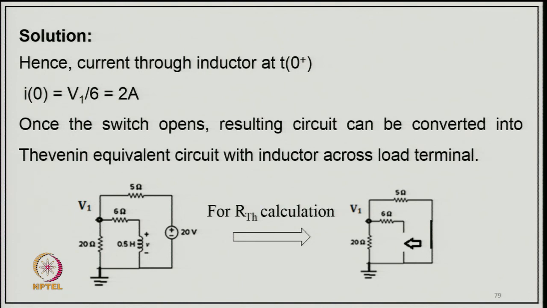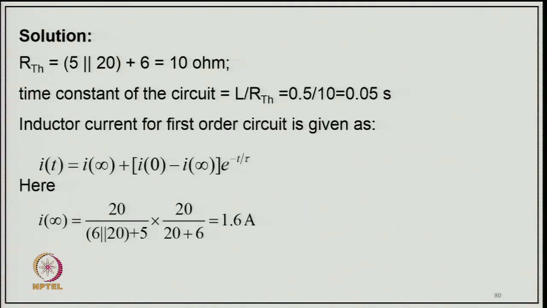When the switch is open, the resulting circuit can be converted into a Thevenin equivalent circuit with the inductor across the load terminal. The voltage source can be removed and short circuited there, so you can find the Thevenin equivalent for RTH calculation. So, RTH is 5 in parallel with 20 plus 6, that is 10 ohm, and time constant will be L divided by RTH, 0.5 divided by 10, that is 0.05 second.